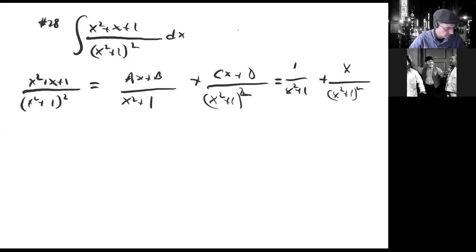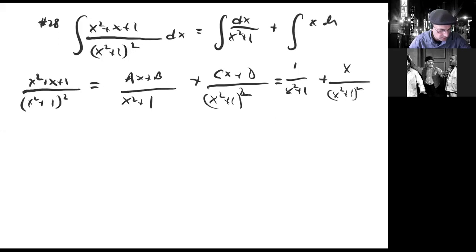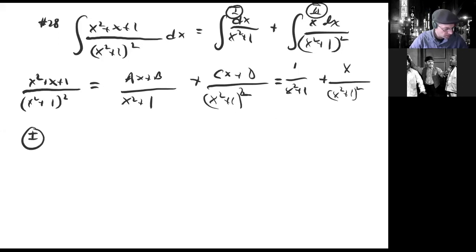So the integral becomes the integral of dx over x squared plus 1, and the second integral will be x dx over x squared plus 1 squared. So let's call this integral 1 and this integral 2. Let's calculate integral 1 first of all. Integral 1 is easy because that's the arctangent. The derivative of arctangent is 1 over 1 plus x squared.